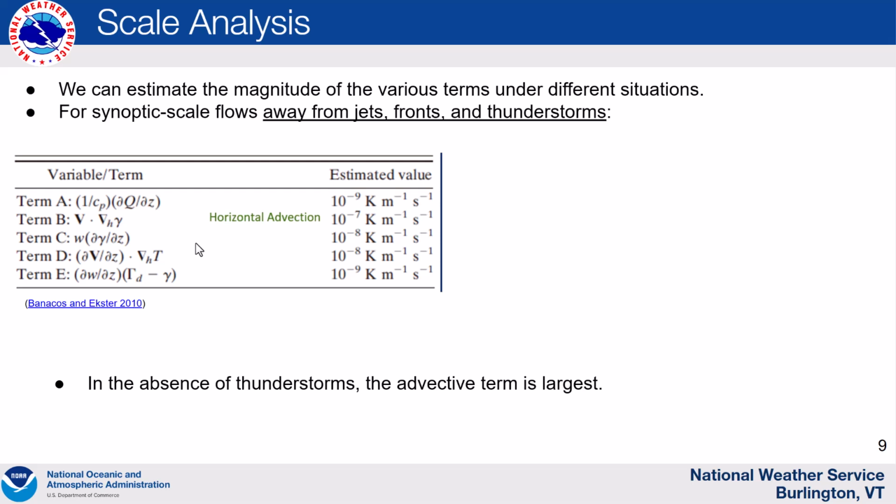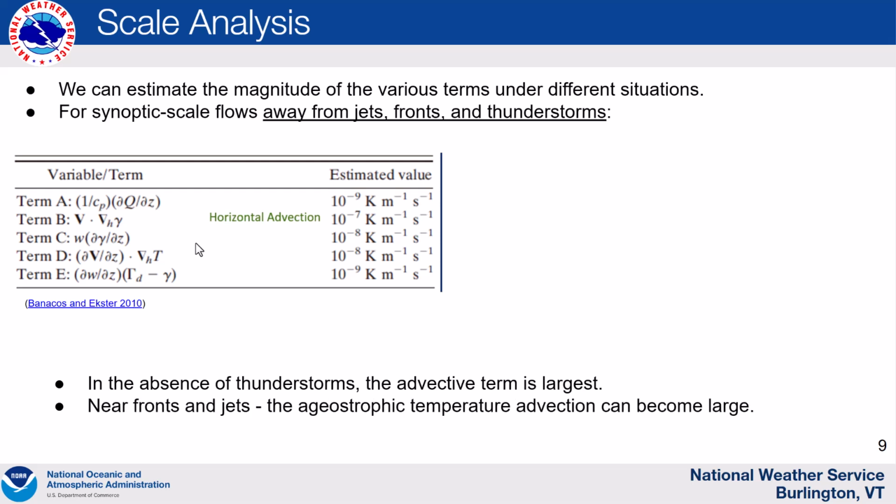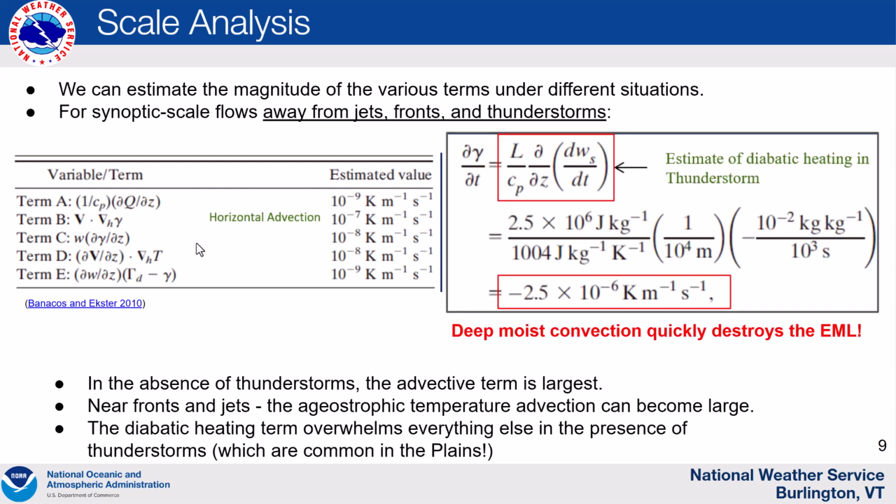The diabatic heating term is quite small, as we would expect for clear, dry air in the mid-troposphere, where radiative processes are generally minimal. It's interesting to note, however, if we consider the latent heat released by lifting a parcel of air from the surface to 10 kilometers and converting 10 grams per kilogram of mixing ratio to liquid condensate, as a first-order approximation of what happens within a thunderstorm, we see that the diabatic heating term is now the dominant term by at least an order of magnitude.